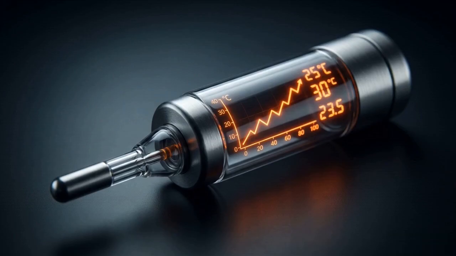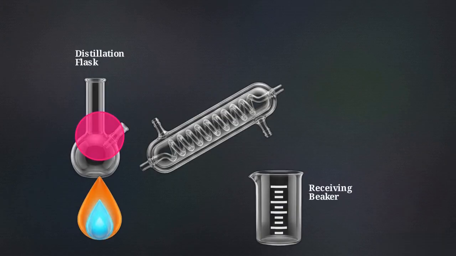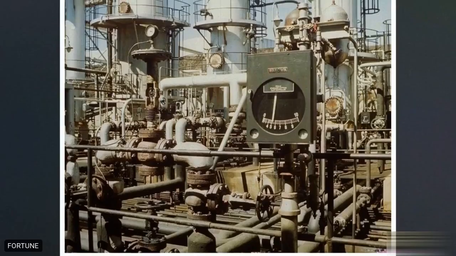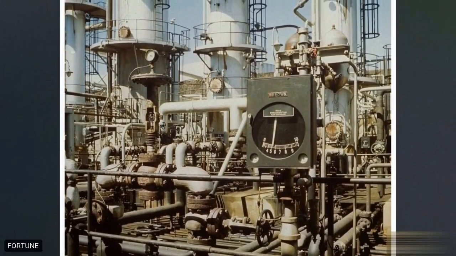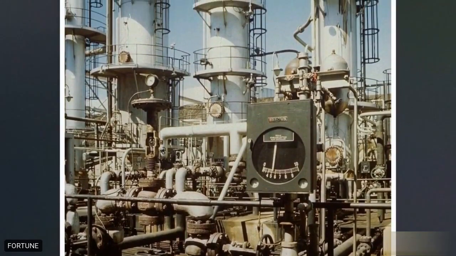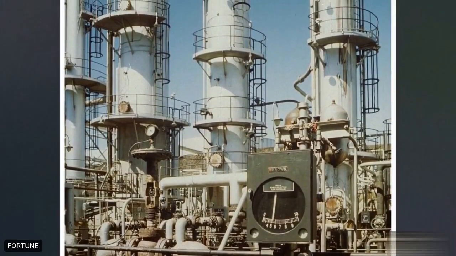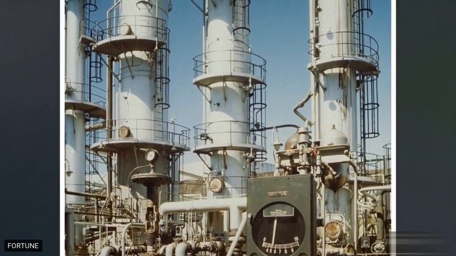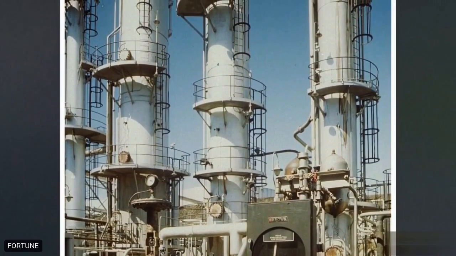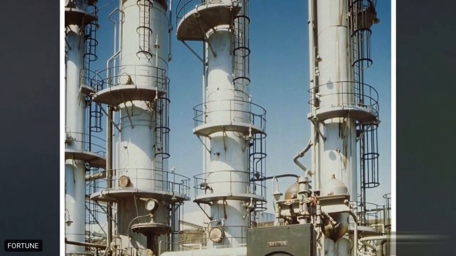When liquids blend perfectly, we use thermal thresholds. If two liquids have boiling points at least 25 degrees Celsius apart, we use simple distillation, heating the mixture until the liquid with the lower boiling point vaporizes, then cooling that vapor back into a pure liquid in a separate vessel. This image shows the massive distillation towers of a refinery. Crude oil is a complex mixture, requiring a precise technique called fractional distillation. Inside, scientists maintain multiple temperature zones. As heated vapor rises, different components hit specific cooling points and condense at different heights.